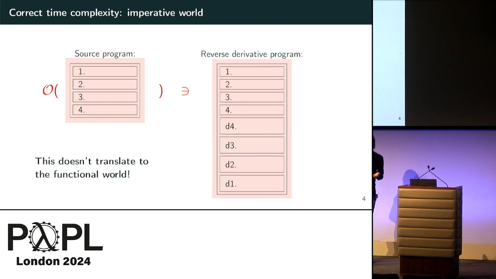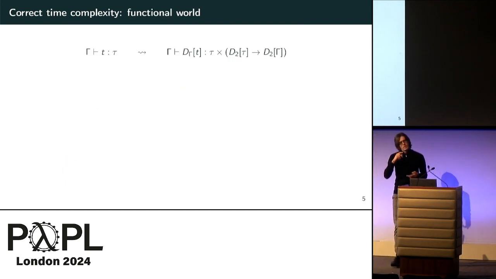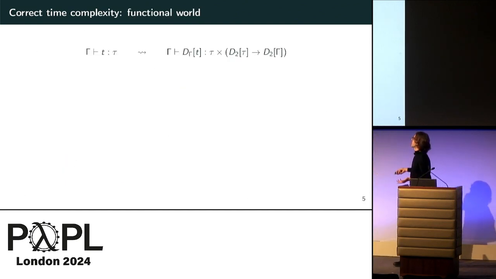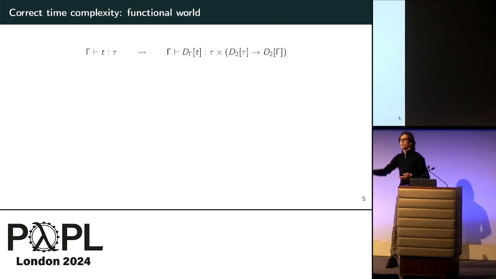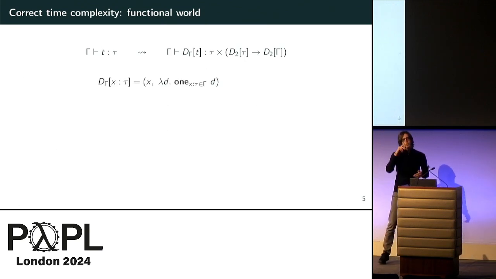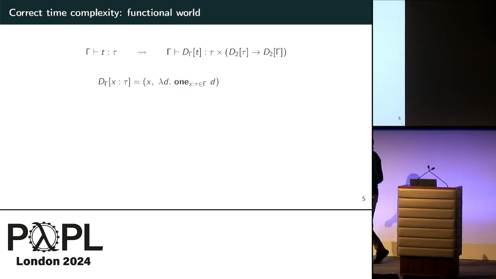And this is something that you want, but this doesn't at all translate to the functional world because, contrary to this, we're not interested in sequencing things, we're interested in nesting things. That's what we do when we talk about functions. So what happens when we look at something like Chad? This is the type of the Chad program transformation again. So let's look at one of the rules. This is the one for variable references.